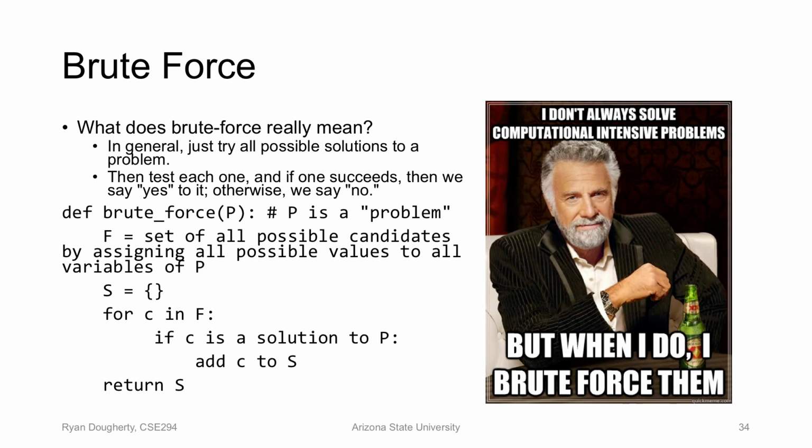Okay? So, for our prime problem, F is the set of integers from 2 to 10,000, right? Those are every single possible thing that could possibly be a prime value. And so what I'm doing is iterating through every single element in that list. If C is a solution to P, that was the prime checker part, it was checking whether each of those integer candidates was a solution to P, then we add the candidate if it was a solution.